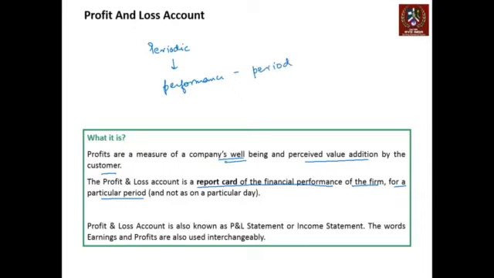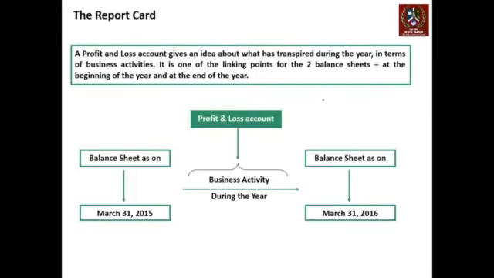This period could be a year, this could be 6 months, this could be 3 months, it could be any tenure that you have chosen. So this is also known as P&L statement or income statement. The words earnings and profits are also used interchangeably, right? So that's broadly a straightforward basic definition of what a P&L statement or a profit and loss account looks like. Now let's understand that there are various definitions of profits that come out.